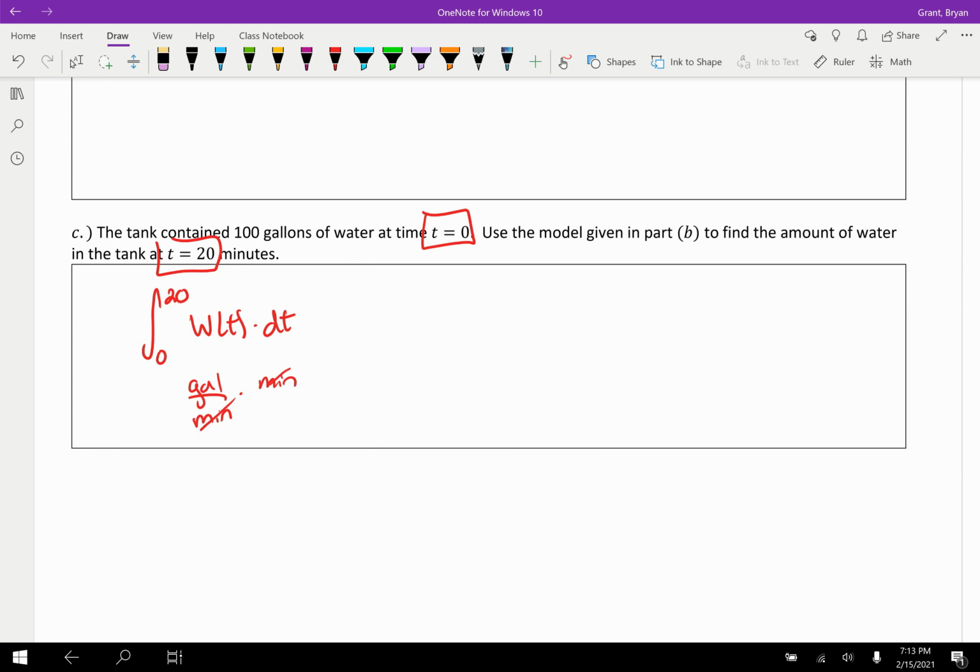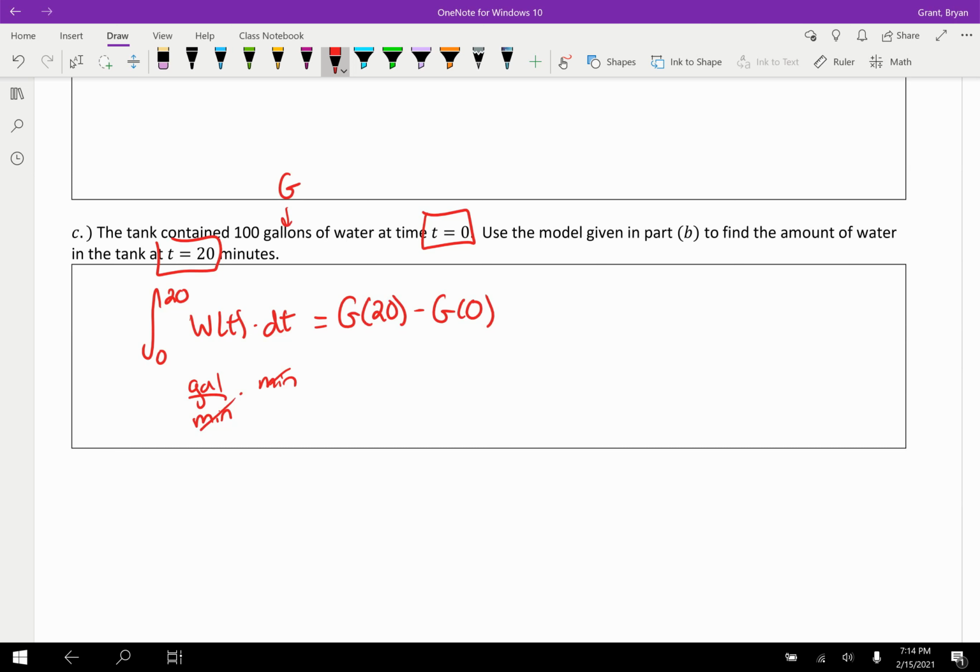How do we do this? Well, let's define a new variable that stands for gallons, and let's just use g. Let's say that gallons is going to be g. So I'm going to say that the antiderivative of capital W is capital G. And by the fundamental theorem, I know that's going to be g of 20 minus g of 0.